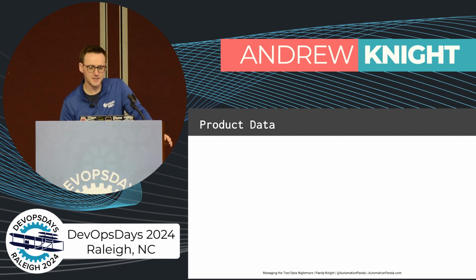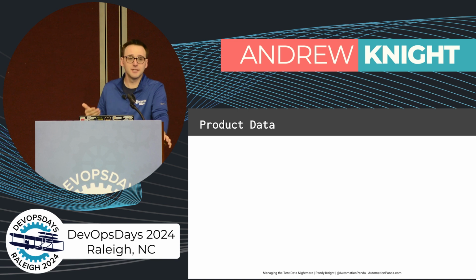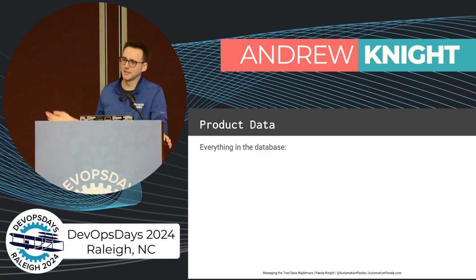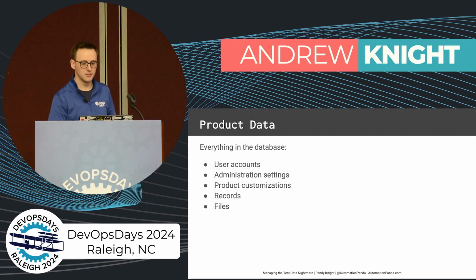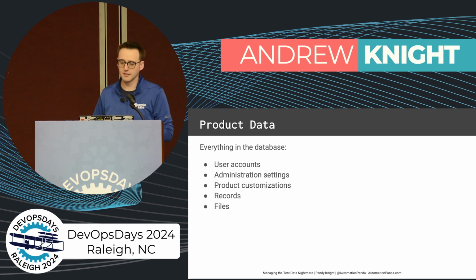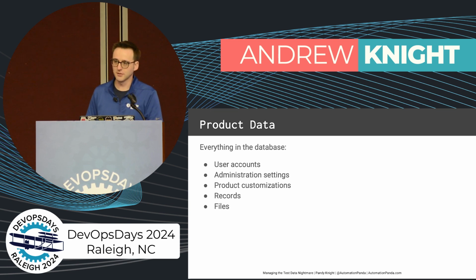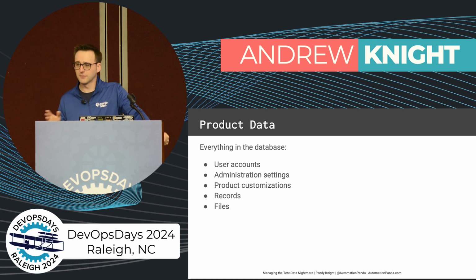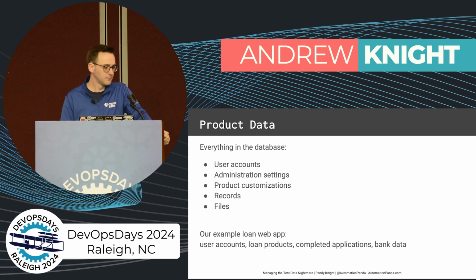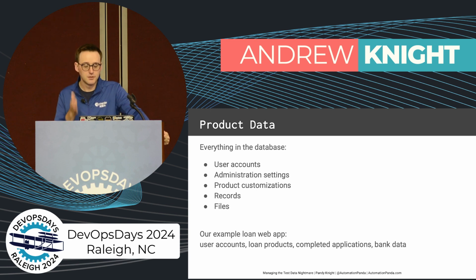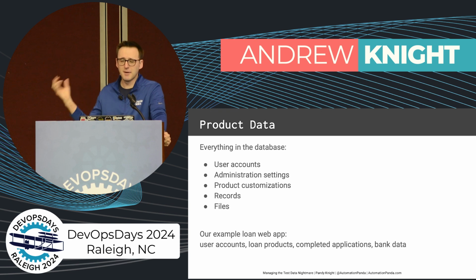As previously stated, product data is any live data in the product or system under test. In simplest terms, it's everything in the database. We're talking things like user accounts, administration settings, product customizations, records created by the users, files uploaded by the users, all that jolly good stuff. In our case, for this loan processing web app, product data would include specifically user accounts, loan product settings, loan applications, and that behind-the-scenes bank data.